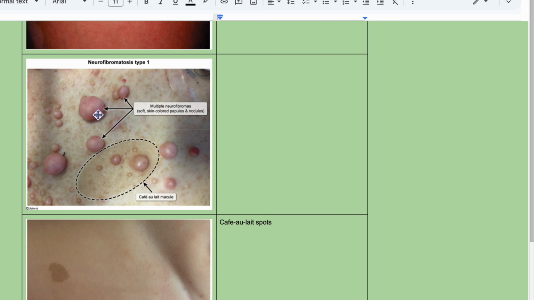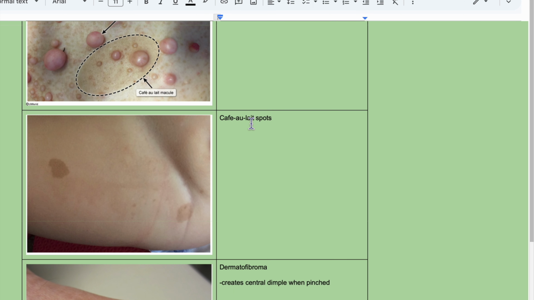This is neurofibromatosis type 1. You see multiple neurofibromas, soft skin-colored papules and nodules, and café-au-lait macules right there. Café-au-lait spot.